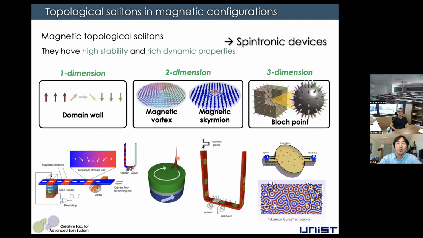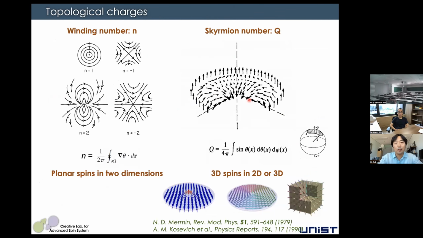Fundamentally, we have to understand magnetic solitons on a topological basis. Okay, so let's think about the topological charges. Topological charge is a very powerful tool to think about the topological properties of topological structures.